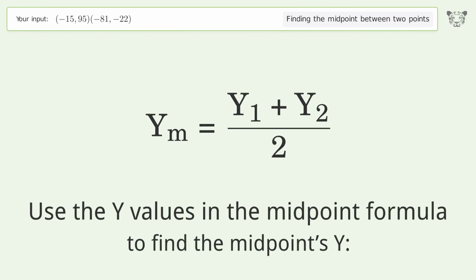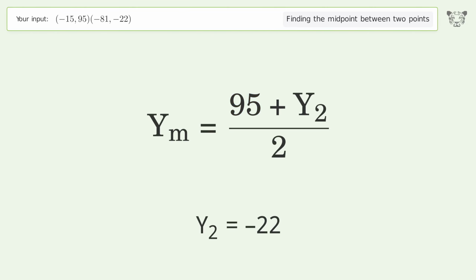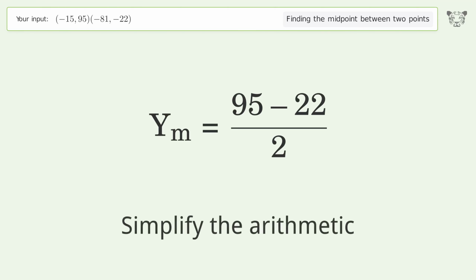Use the y values in the midpoint formula to find the midpoints y. y1 equals 95. y2 equals -22. Simplify the arithmetic.